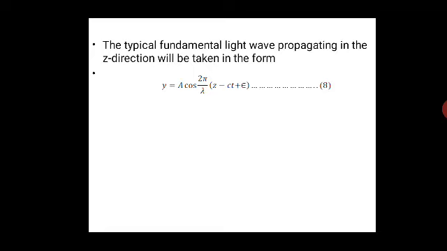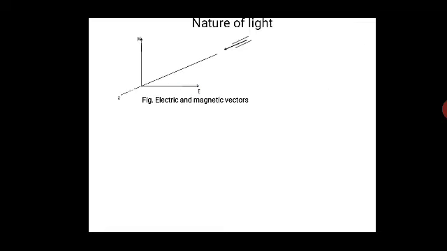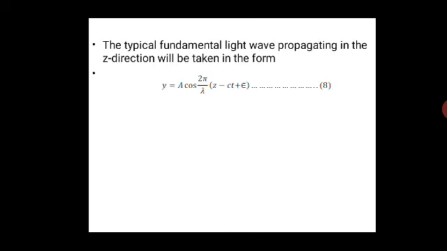Therefore, the typical fundamental light wave propagating in the z direction can be taken directly as y is equal to a cos(2 pi by lambda into (z minus ct) plus epsilon). This is the total light wave equation, because we are taking only the z direction, so the light wave equation propagating in the z direction can be taken as y is equal to a cos(2 pi by lambda into (z minus ct) plus epsilon).